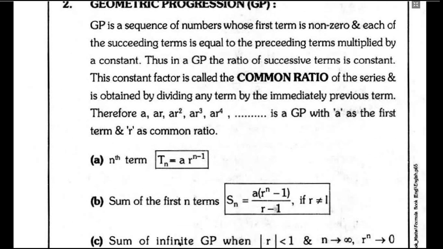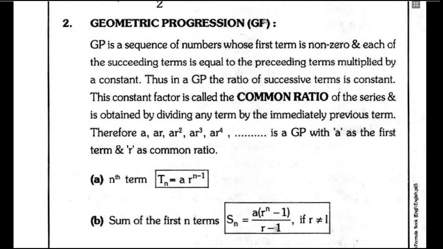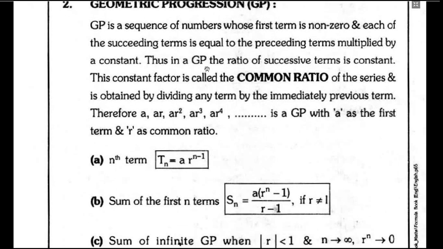In AP we have seen sum and difference, but in GP we will see multiplication, means product, and division. GP is a sequence of numbers whose first term is non-zero and each of the succeeding terms is equal to the preceding term multiplied by a constant. Thus, in a GP, the ratio of successive terms is constant. This constant factor is called the common ratio of the series and is obtained by dividing any term by the immediately previous term. Therefore, a, ar, ar square, ar cube, ... is a GP with a as the first term and r as the common ratio.